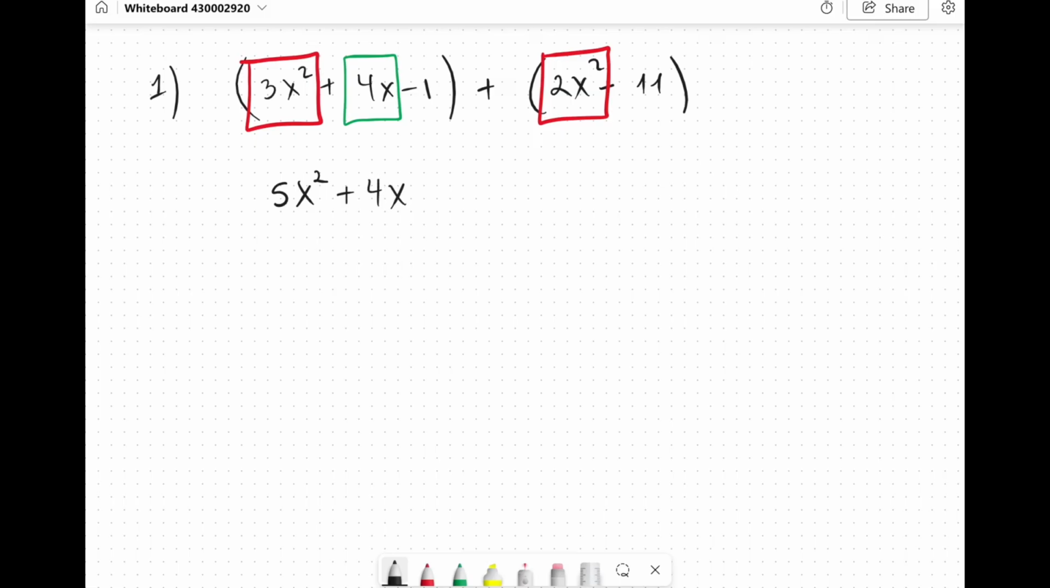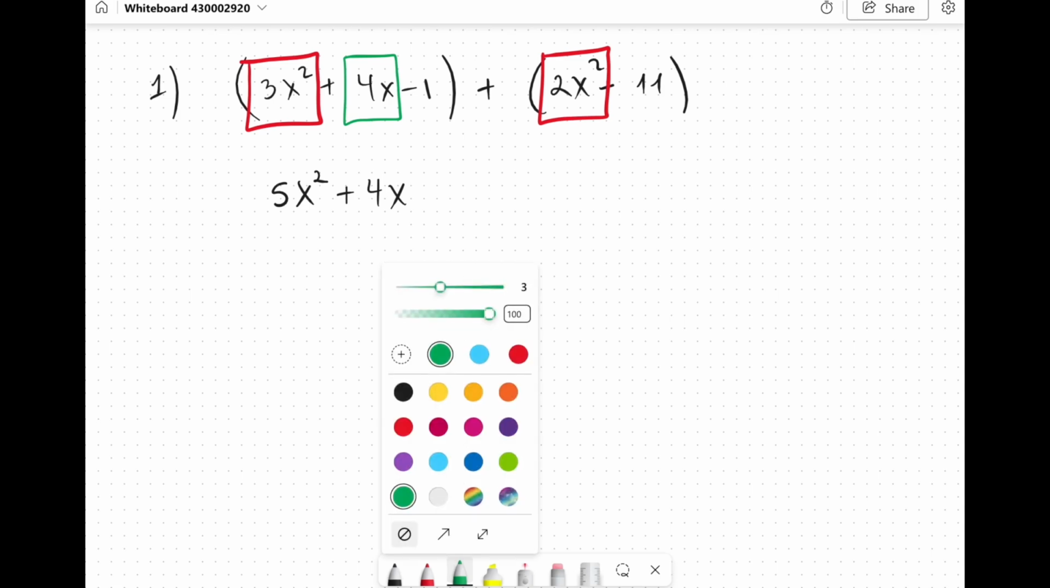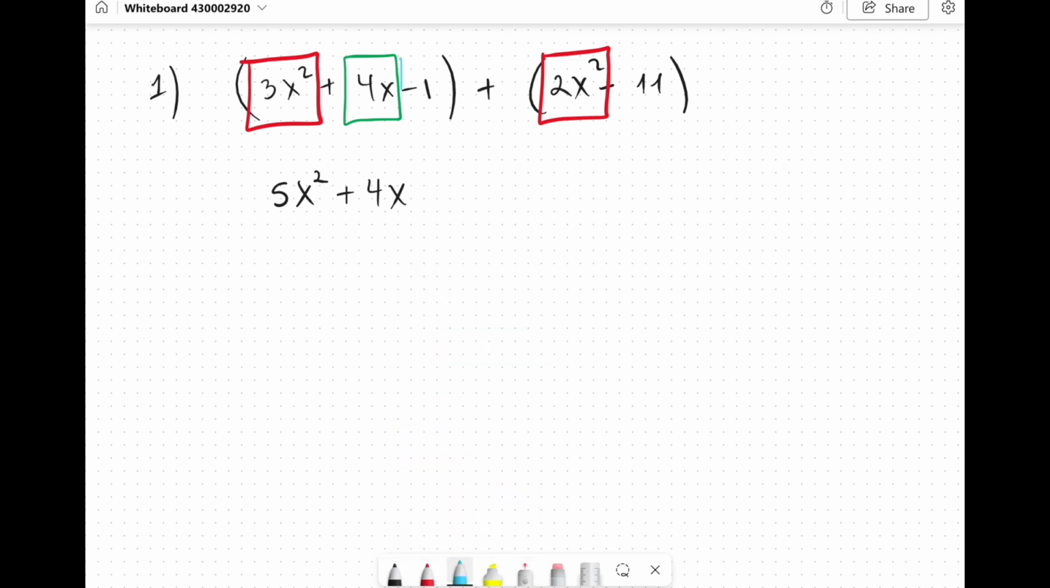And then I also have the -1 here and the -11 here. So -1 and -11 together is a -12. This is it. Now let's look at subtraction.